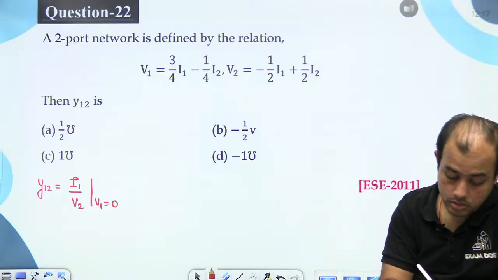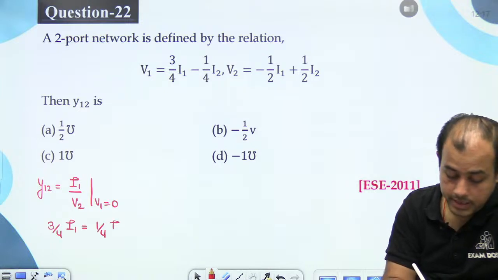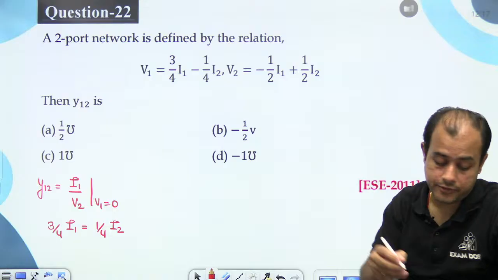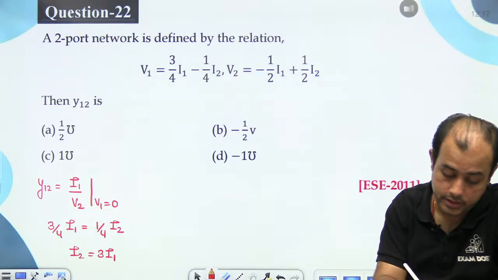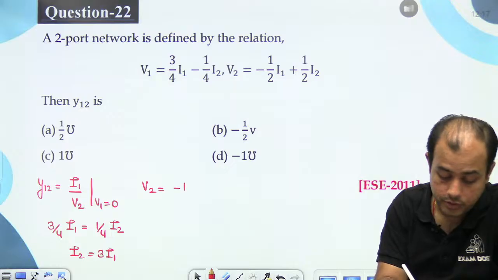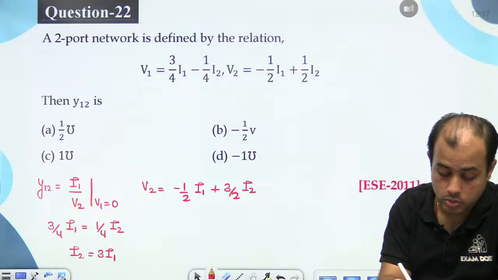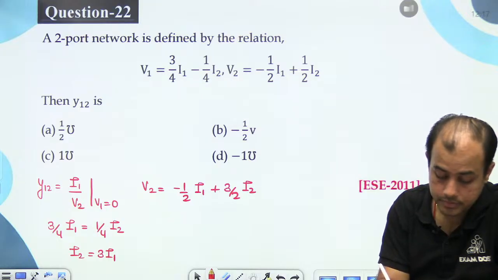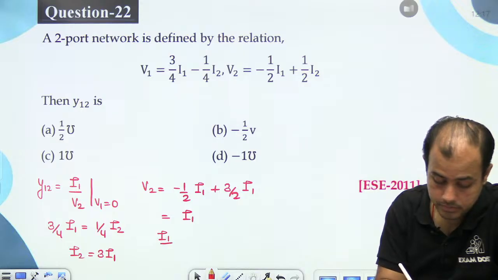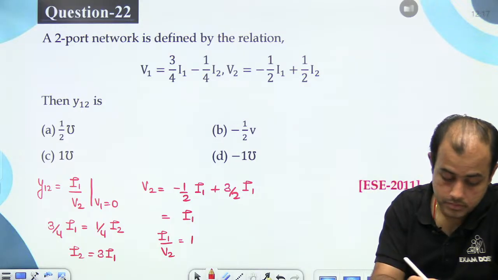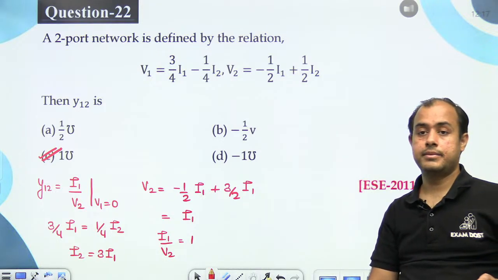Okay. So 3 by 4. Make V1 equal to 0. Make first equation 0. So 3 by 4 I1 is 1 by 4 I2. So I2 is 3 I1. Then from second equation, put I2 is equal to 3 by 2 I1. There is 1 Siemens. Answer is C.